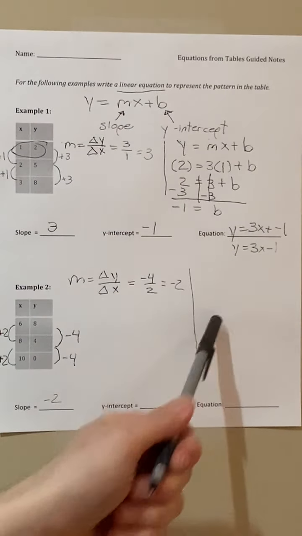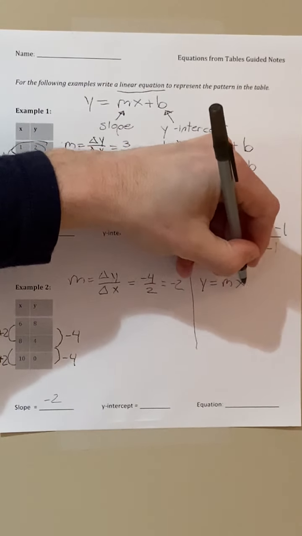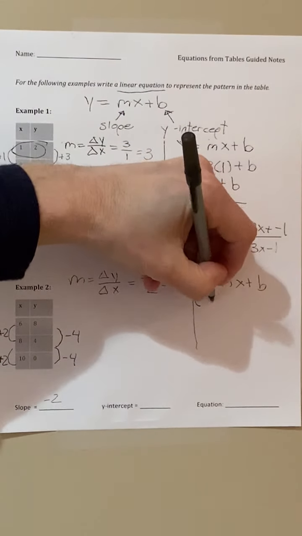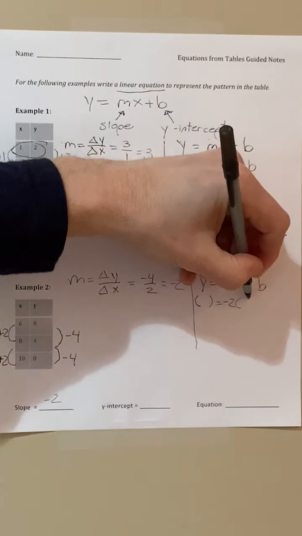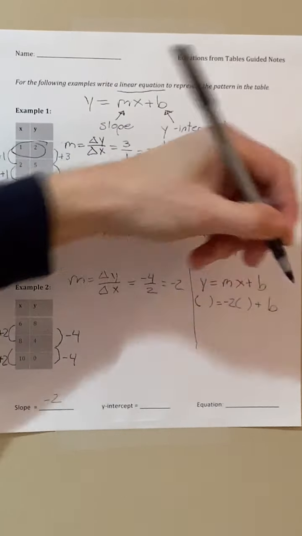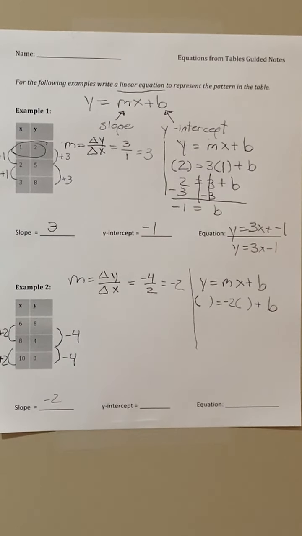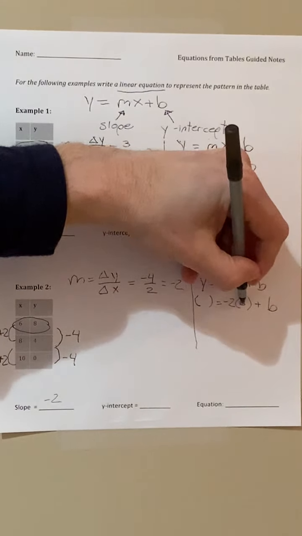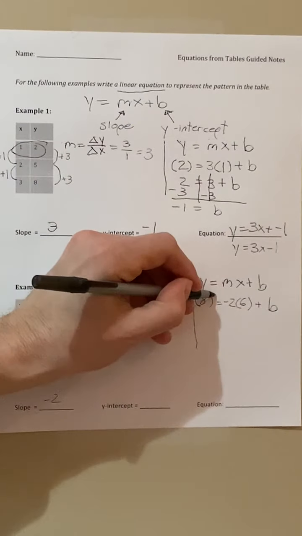All right, now let's find the y-intercept. To find the y-intercept, let's start by writing out the equation. y equals mx plus b. I'm going to write open parentheses for the y and the x, and I'm going to substitute in the value that I have for the slope. So y equals negative 2x plus b, but let's leave parentheses here for the y and the x. I can pick any point that I want and substitute it in. I'm going to pick the point 6, 8. So 6 goes in for x, 8 goes in for y. Now let's solve and find out what b is equal to.